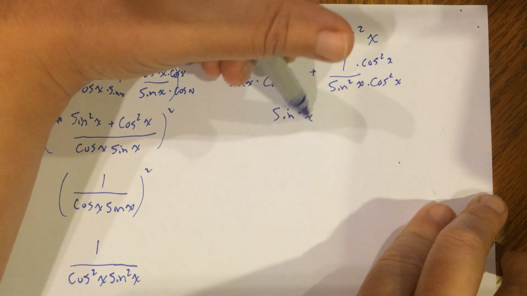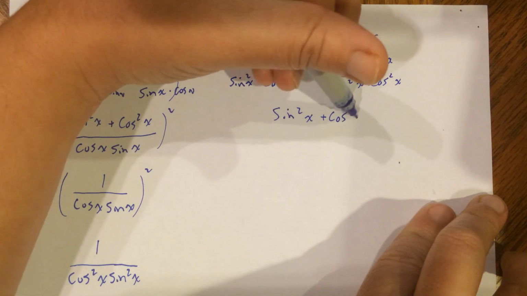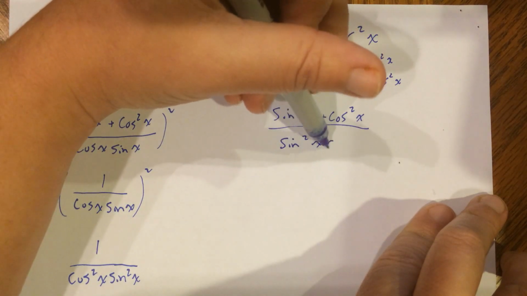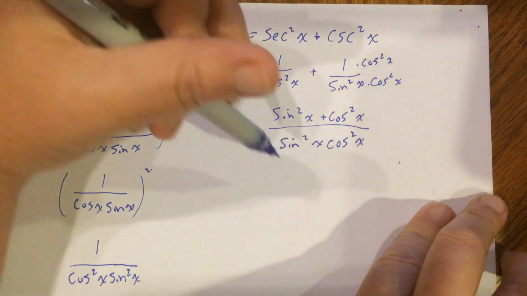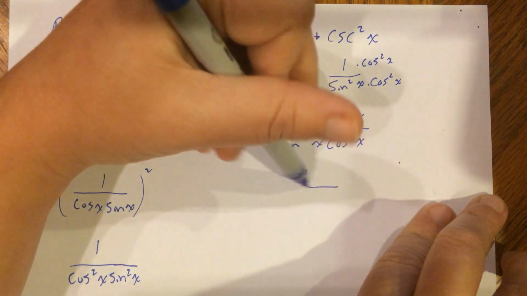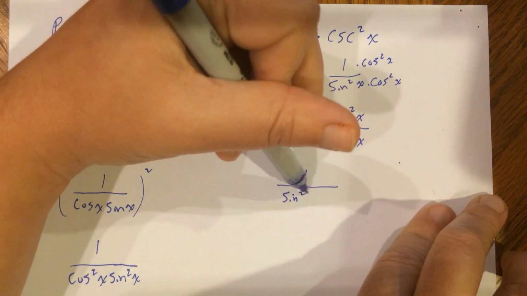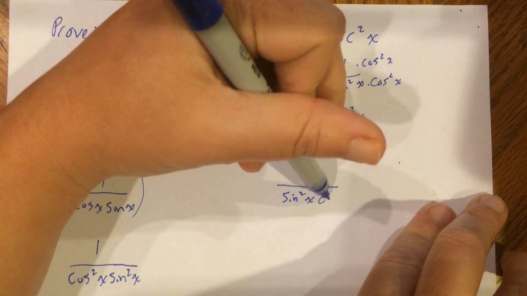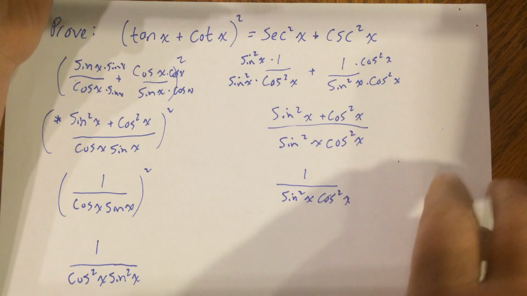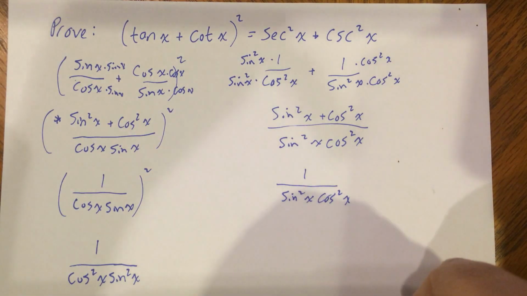So I'll get sine squared x plus cos squared x all over sine squared x cos squared x. And hopefully you see where this is going. Sine squared x plus cosine squared x just gives me 1. So 1 over sine squared x cos squared x. So I got two sides that look the same, again working with them individually, so proved.